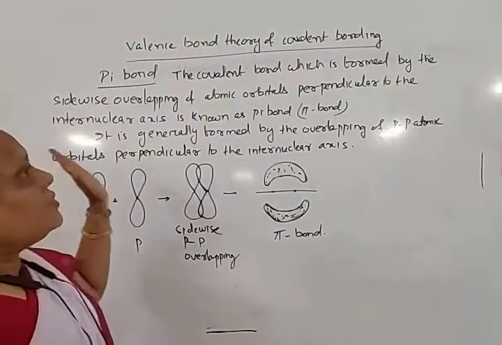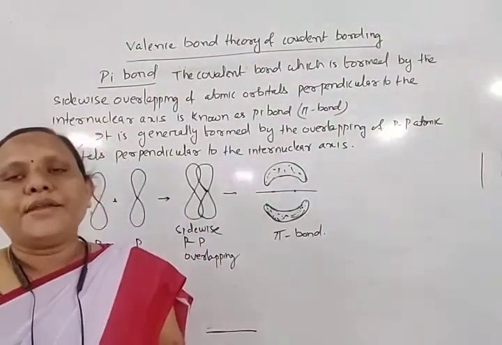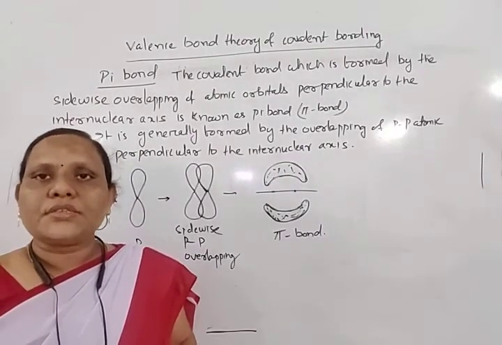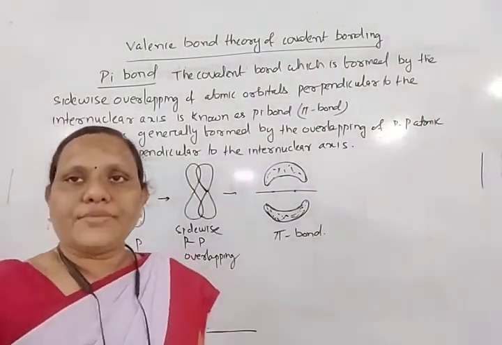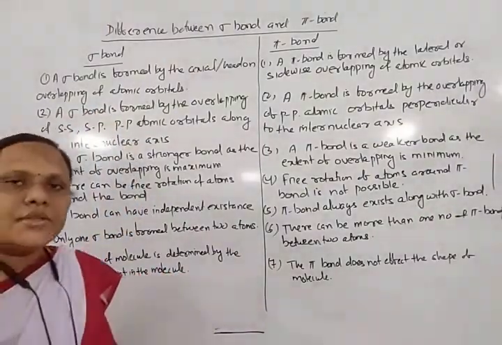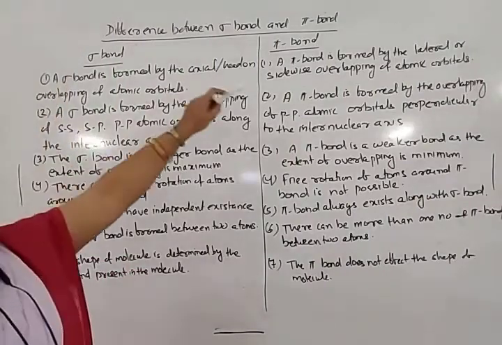Okay. So then what is the difference between the sigma bond and pi bond? First note down, and after that we will discuss some examples of sigma bond formation and pi bond formation. So these are the points of difference between sigma bond and pi bond.